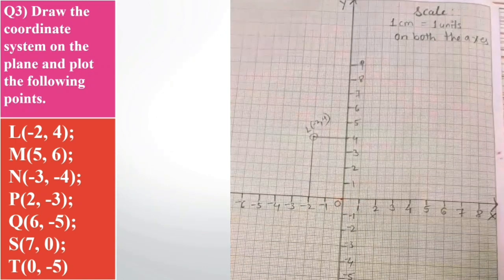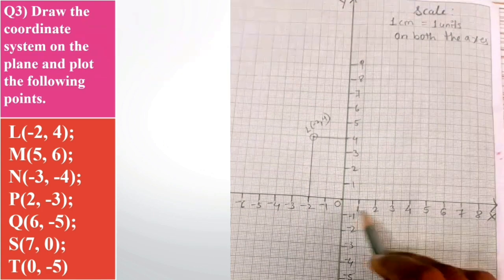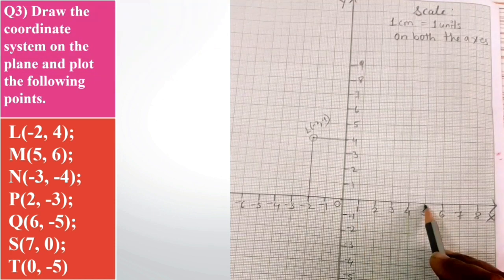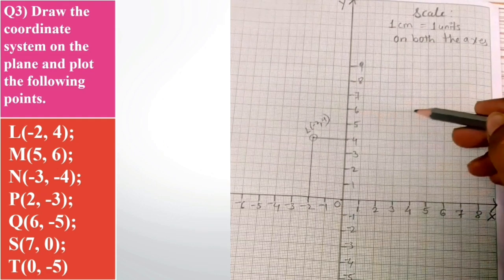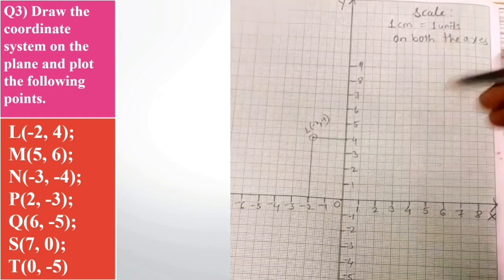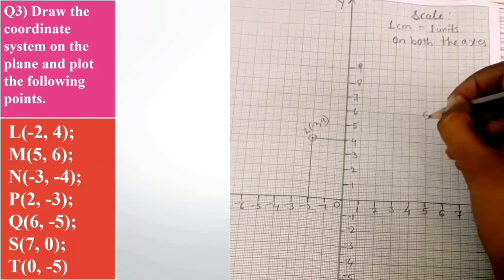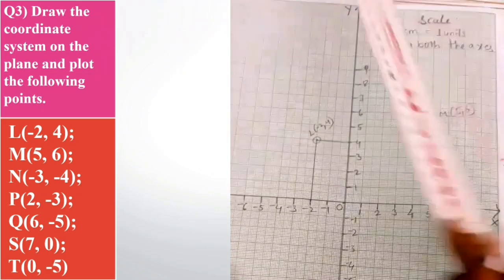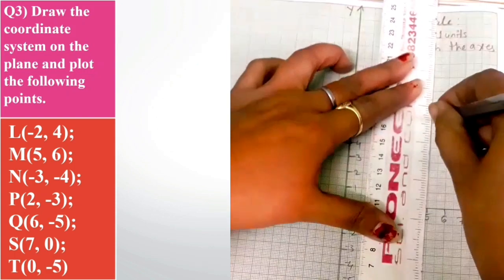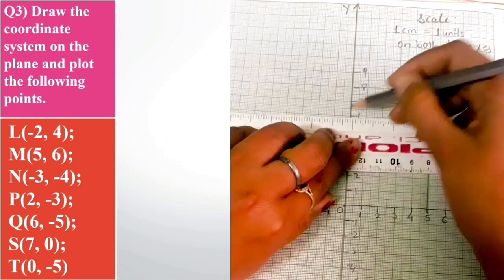Now the second point is given, M, and the x coordinate is 5 and the y coordinate is 6. The x coordinate is +5 and the y coordinate is +6. See, the intersection of 6 and 5 comes here. 5 and positive 6. M, 5 and 6 you will write here and join this line on 5 and 6.